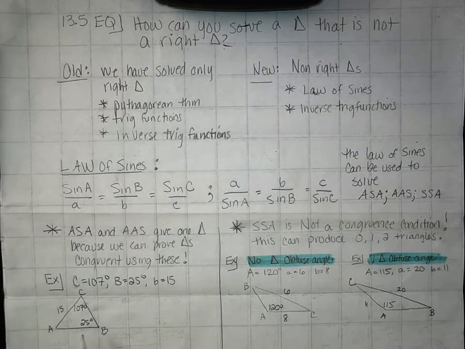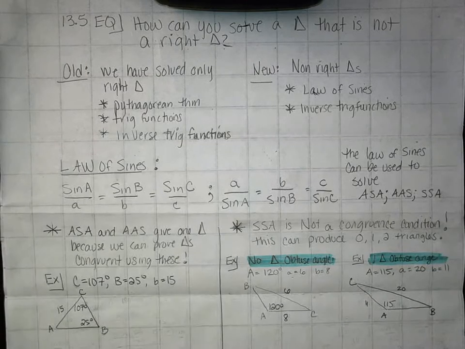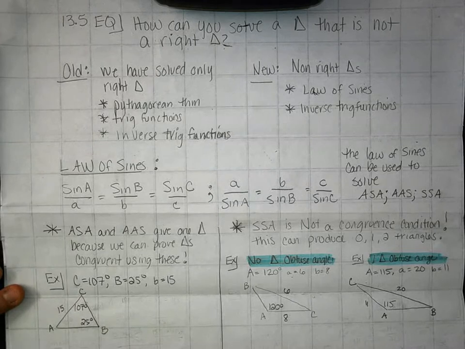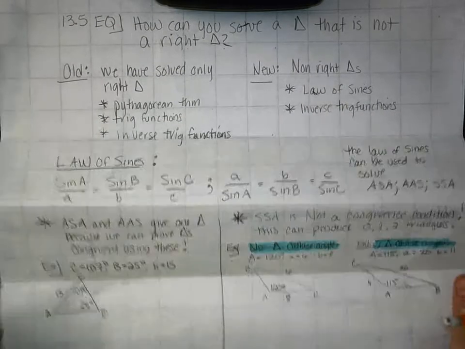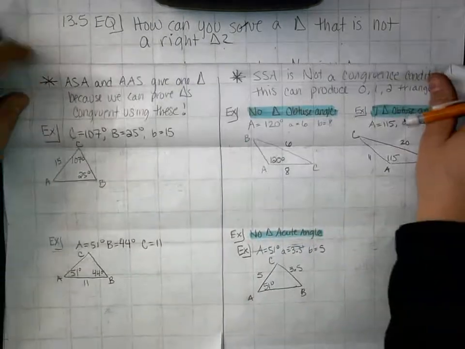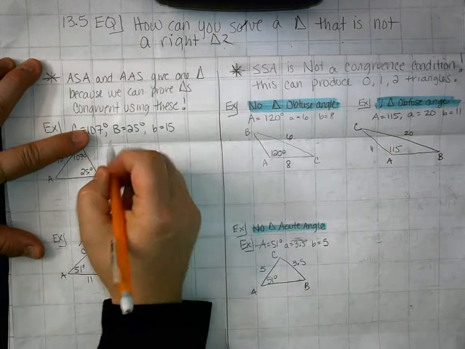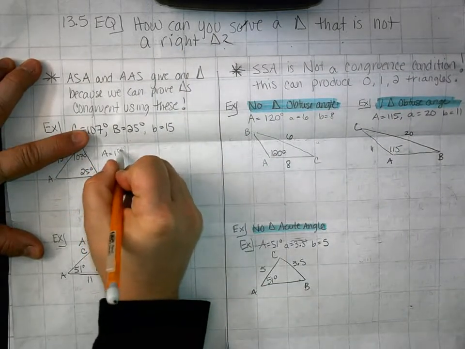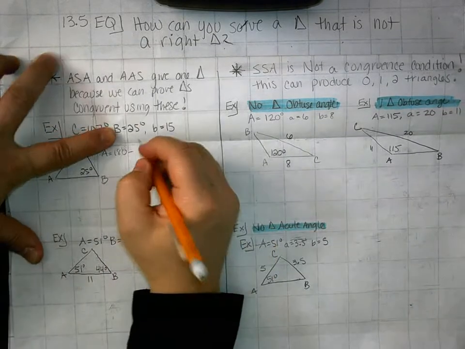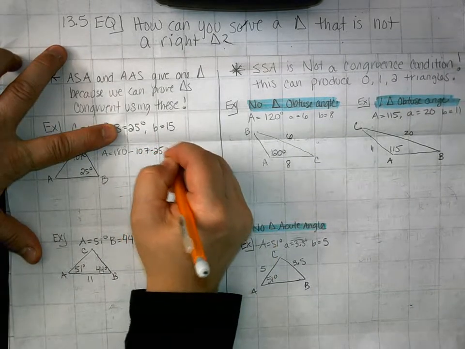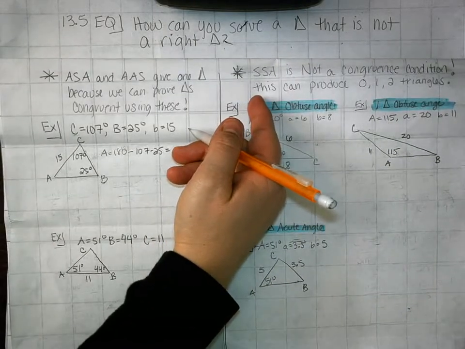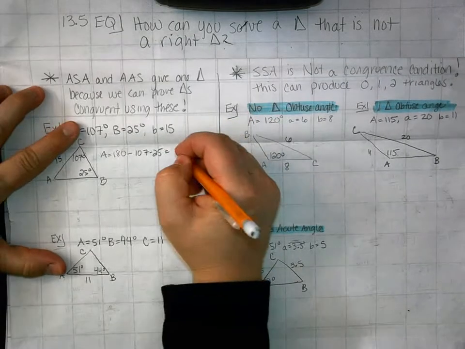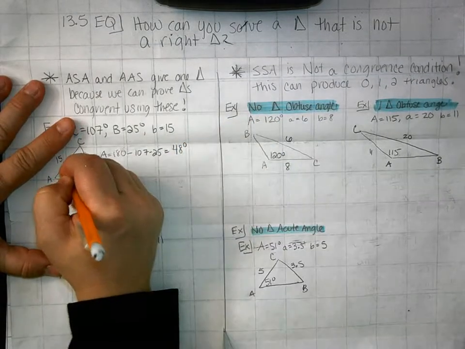The first one happens to be an angle-angle-side. And the first thing we're going to do is right off the bat draw a picture and label our stuff, which I've done already. And what I'm going to do is actually solve for that first angle. So I'm going to take 180 degrees and subtract the two angles that I have, 107 and 25 degrees. And what I'm going to get is 48 degrees. And I'm just going to plop that into my triangle.